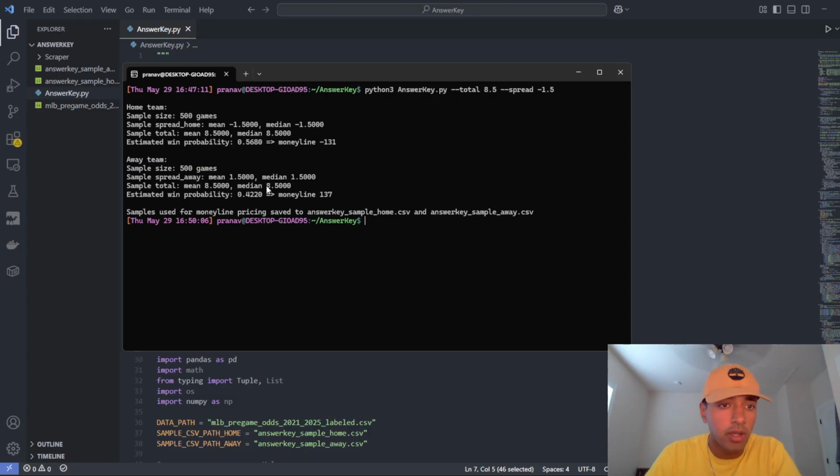And it looks like in those 500 games where the pregame total was 8.5 and the spread was minus 1.5, the home team wins approximately 56.8% of the time, which gives us this money line, minus 131. And the away team wins 42.2% of the time to give us plus 137 as our money line. So pretty cool. We've saved our sample in these two CSVs. So let's go ahead and just look at what those look like.